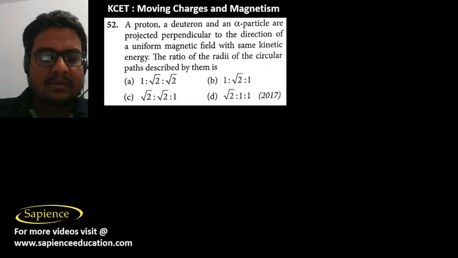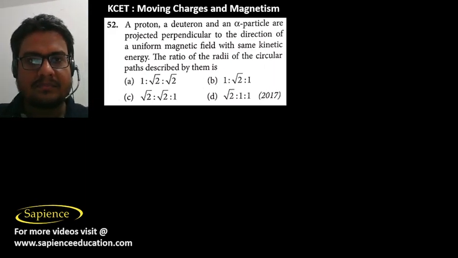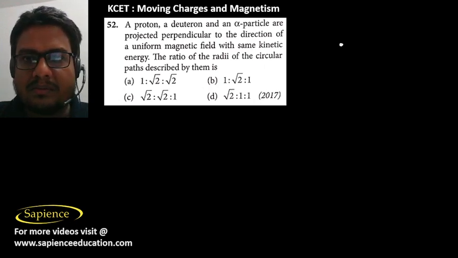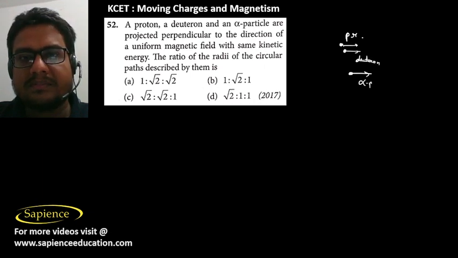Okay, so here it is told one proton is there, one deuteron is there, and an alpha particle is there.